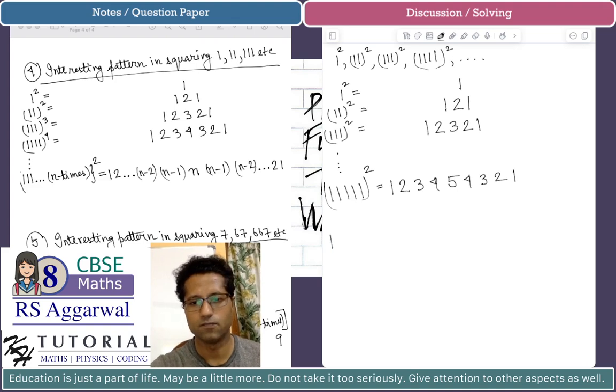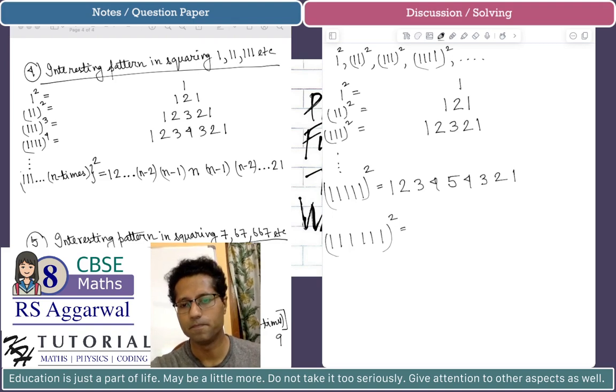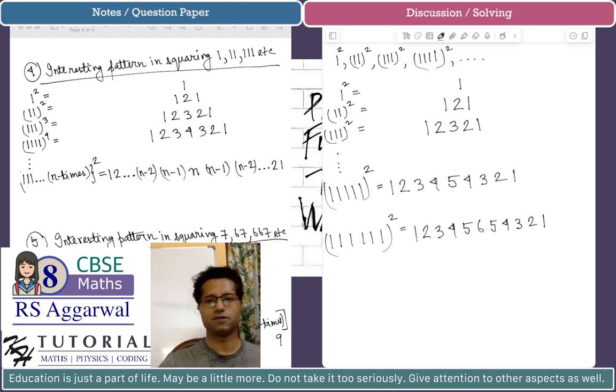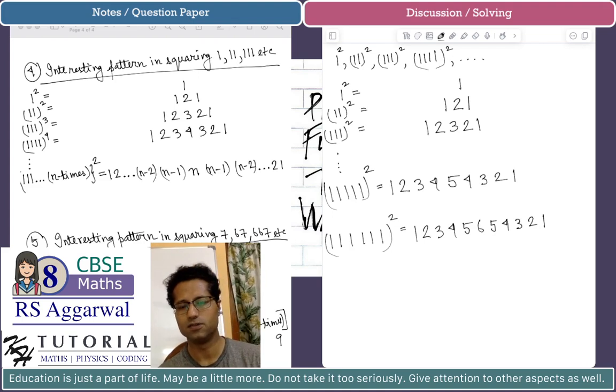For example, let's say 111111. There are 6 ones, so the value will be 1, 2, 3, 4, 5, 6. I will stop at 6 because there are 6 ones and then write the numbers backward: 5, 4, 3, 2, 1. So this is an interesting pattern in the square of numbers where all the digits are 1, and the value depends on how many ones are there in the number.